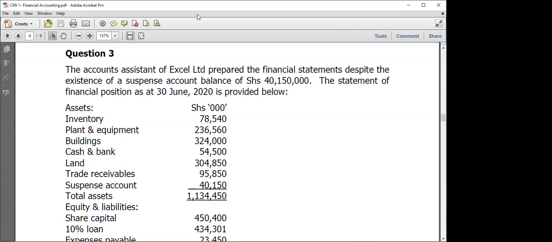So make sure you have your pen, your notebook, and somewhere where you can write. A calculator as well is very important, especially for financial accounting.